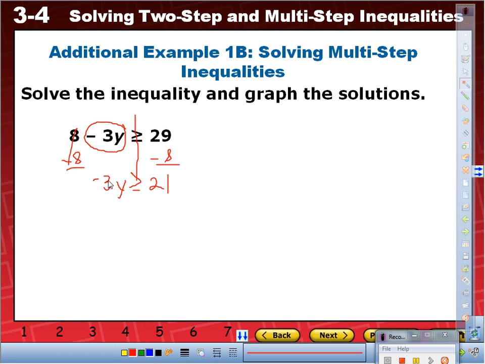What's our last step? Divide by negative 3, divide by negative 3. y is less than or equal to negative 7. Tell your neighbor why I flipped it.